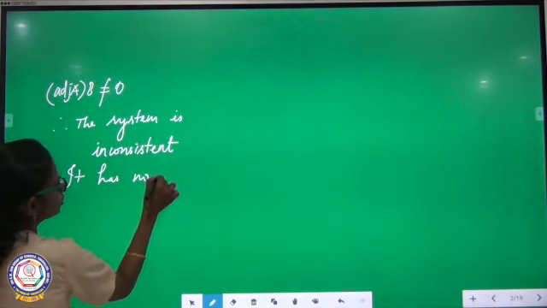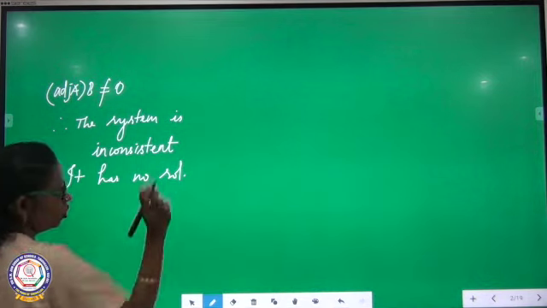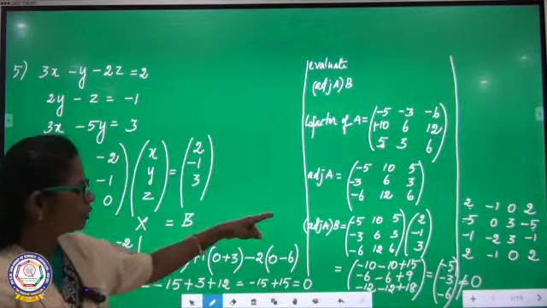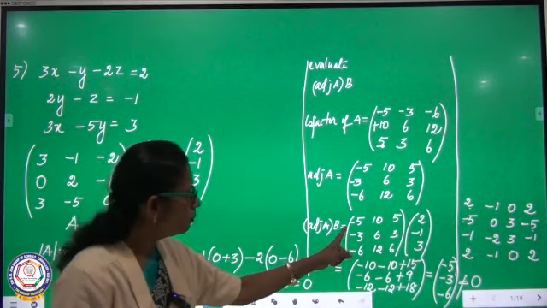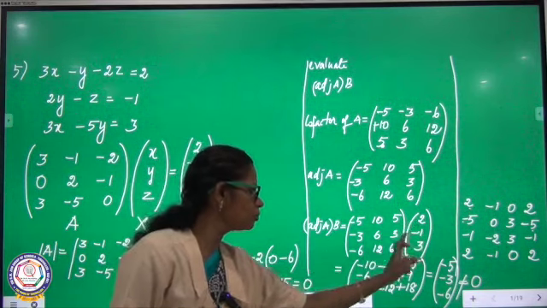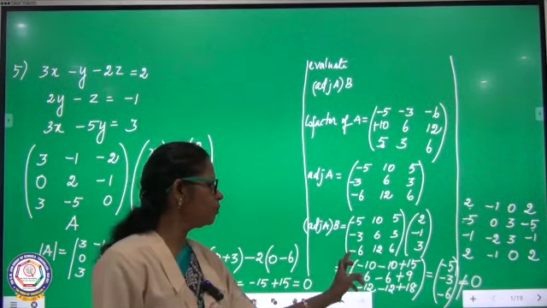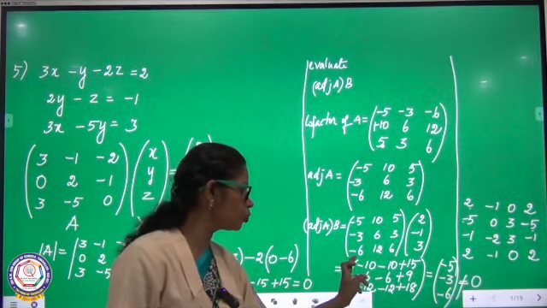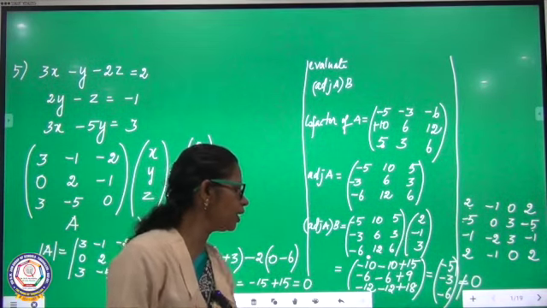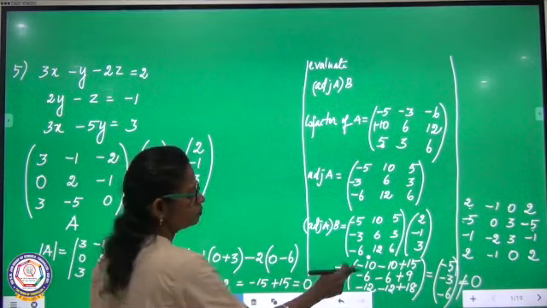Inconsistent means what? It has no solution. See, again I repeat, adjoint of A you should check: minus 10 plus 15, minus 6 plus 9, minus 6 into 2, corresponding entries you have to multiply, right? Minus 12 plus 18.